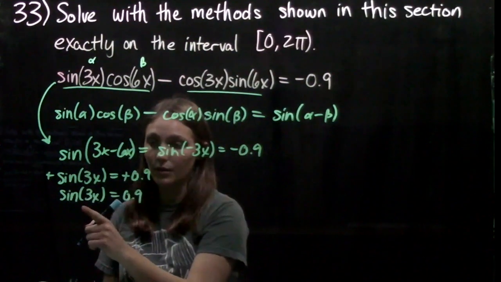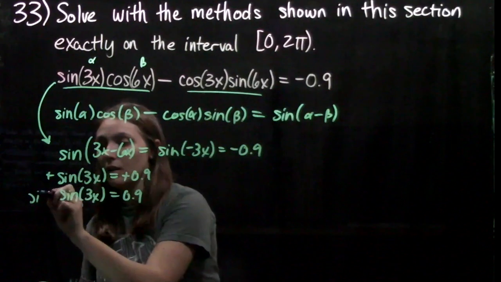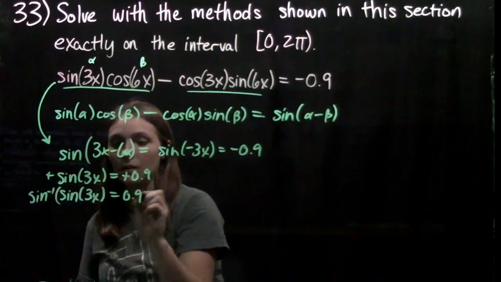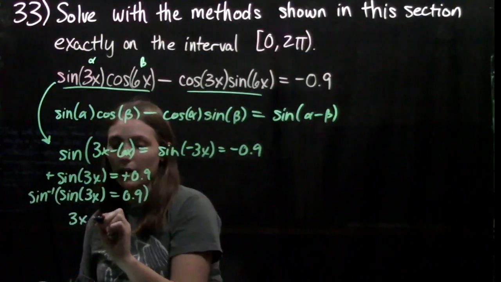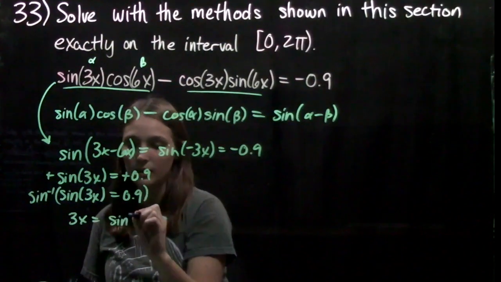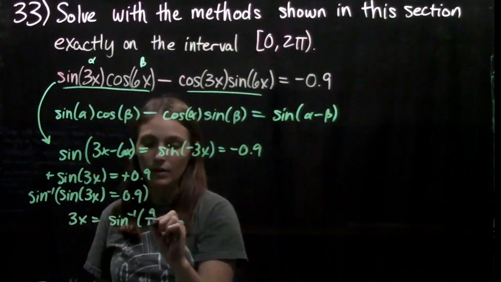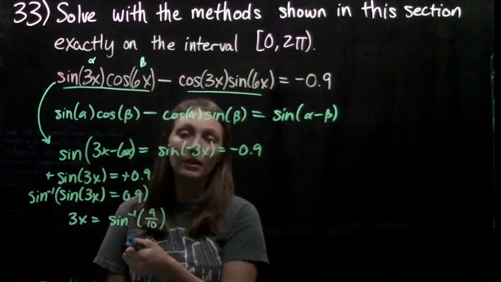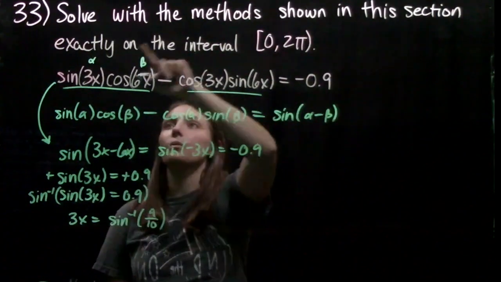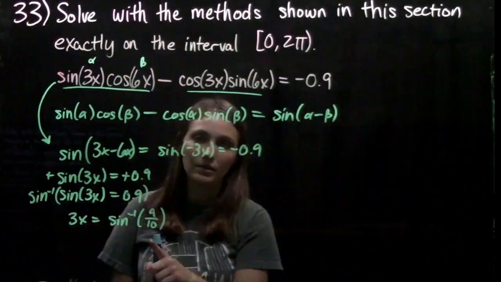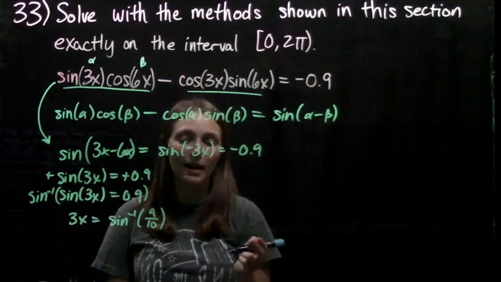Next, we want to isolate this 3x. So we're going to take the inverse sine of both sides of the equation, which will give us 3x equals sine to the negative first of 9/10. And we're going to leave it like this since the problem asked for exact values, because if we compute this with our calculator, it will become inexact.